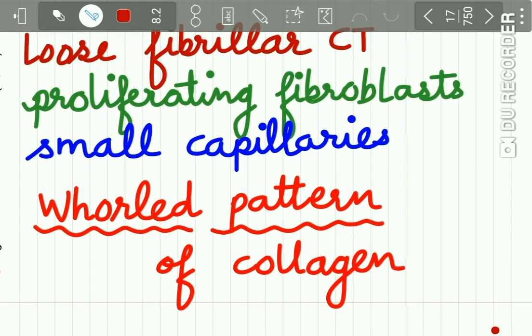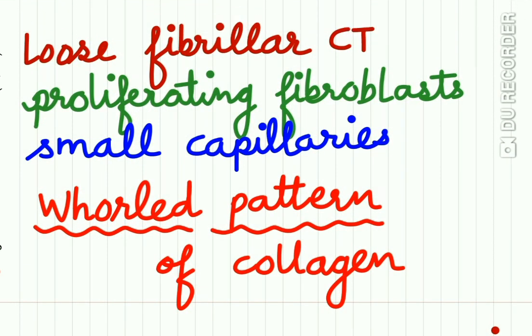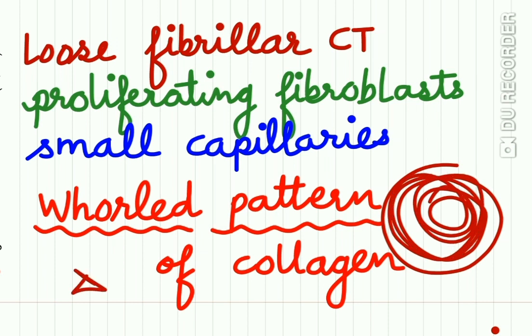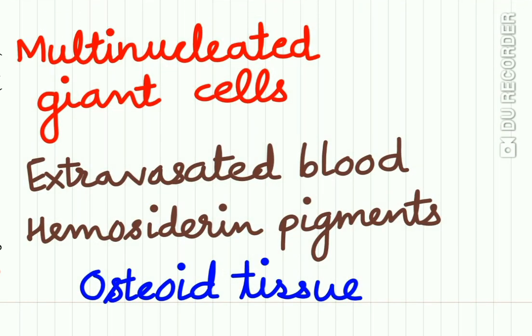Now the histopathology. CGCG is made up of loose fibrillar connective tissue showing proliferating fibroblasts and numerous small capillaries. Now the collagen fibers are not loosely arranged but they are arranged in a whorled pattern. So remember this, in CGCG the collagen fibers are arranged in the whorled pattern.